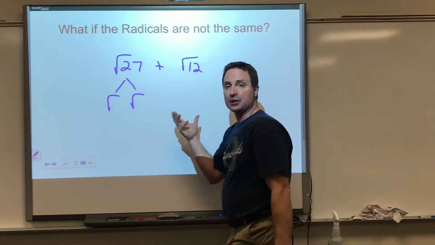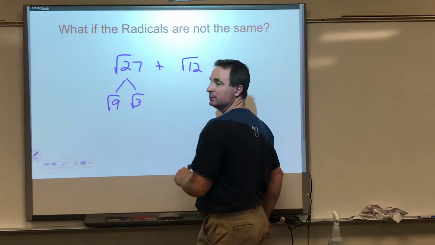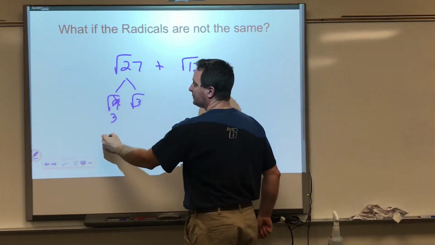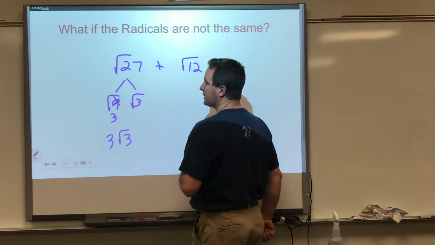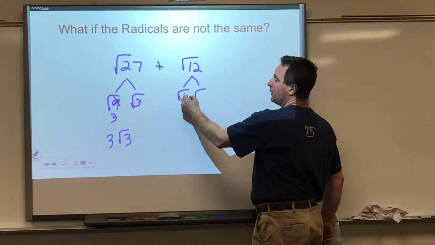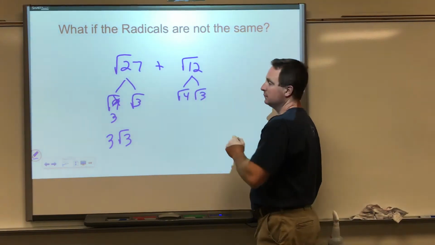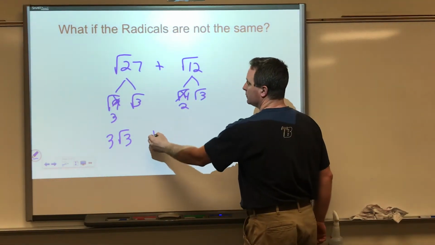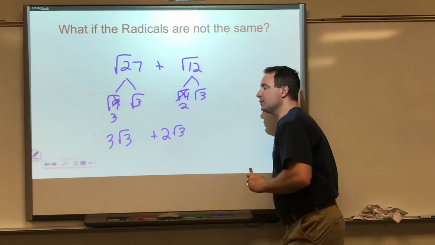And if you look on your factor sheet, the 2 that are in black are 9 and 3. And the square root of 9 is 3. So 3 square roots of 3 is what that one turns into. Could I do the same thing with this one? What if I did 4 and 3? The square root of 4 is 2. That turns into 2 square roots of 3.